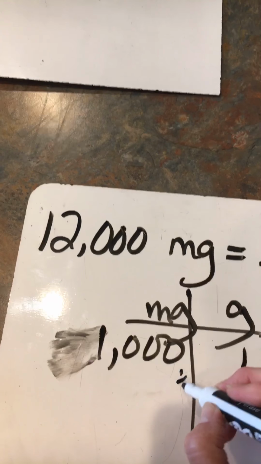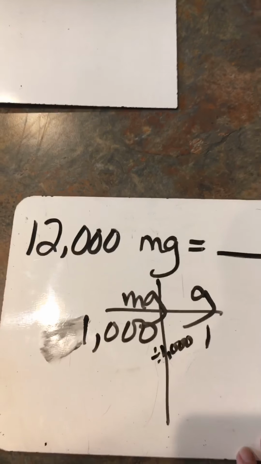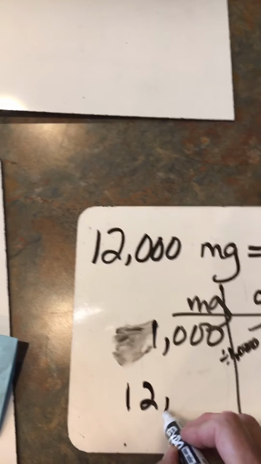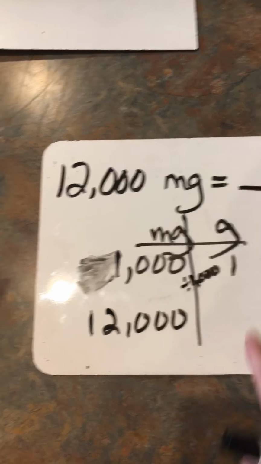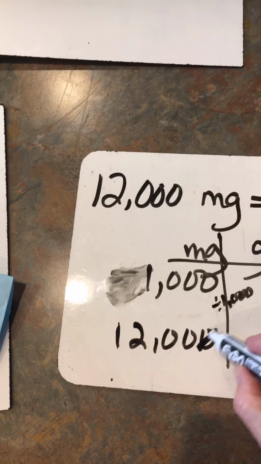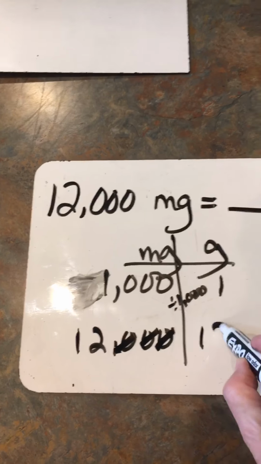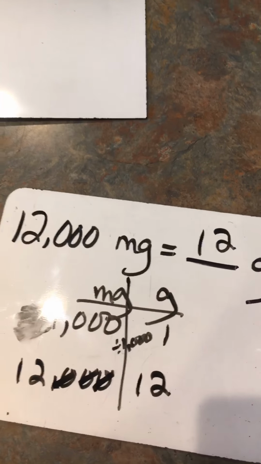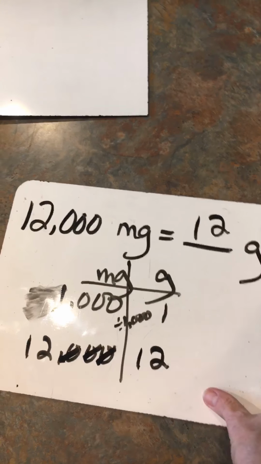If I divide by 1,000 and I start with 12,000, the fastest way again to divide by 1,000 is to get rid of 3 zeros. 1, 2, 3. So my answer is just 12 grams.